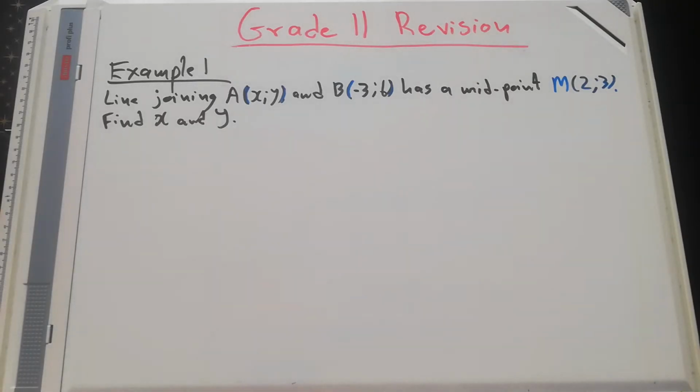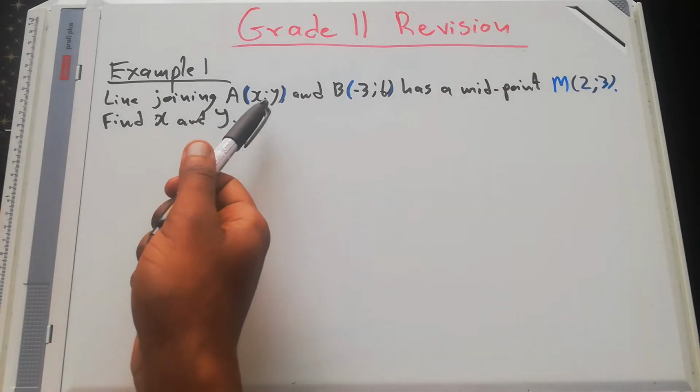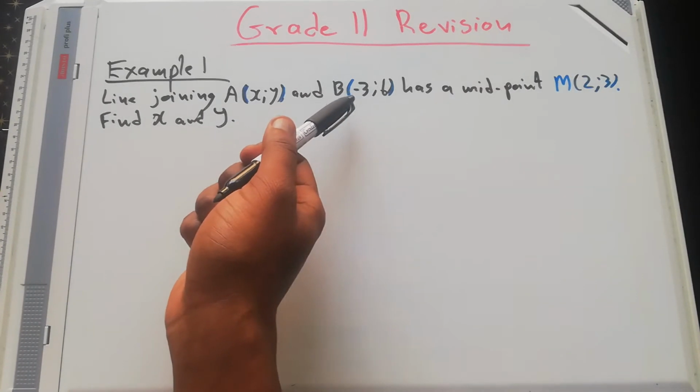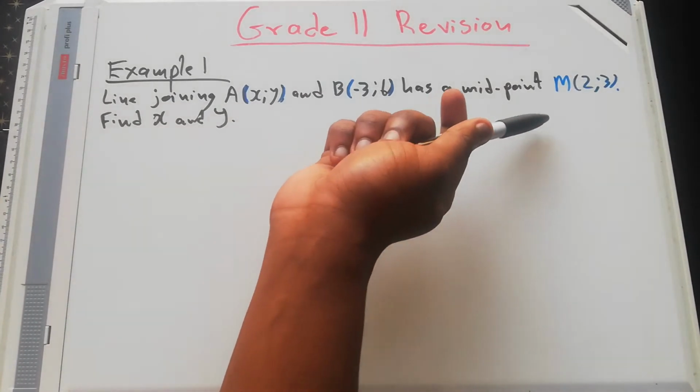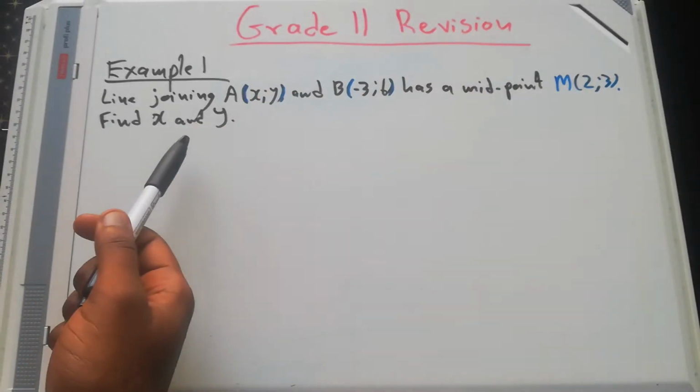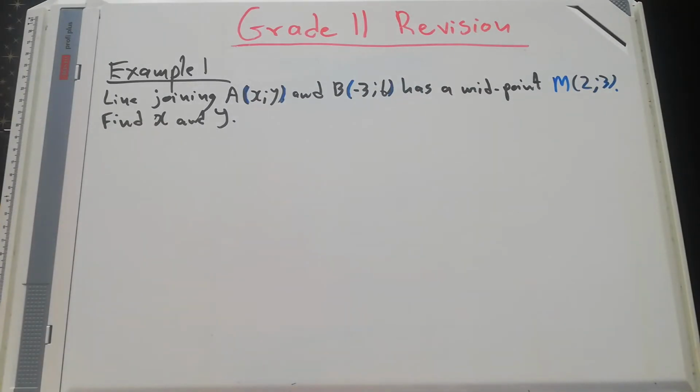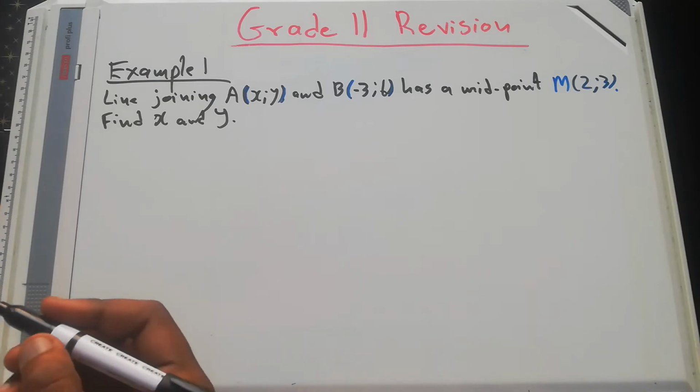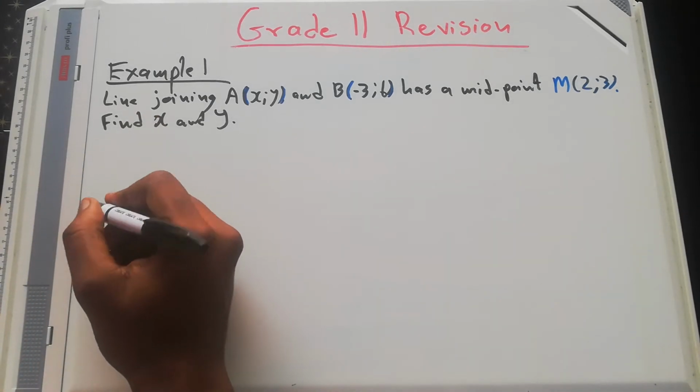Here's a question. The first question says a line joining A, which is (x, y), and B, which is (-3, 6), has a midpoint M of (2, 3). Find the value of x and y. So this one is a midpoint formula question.